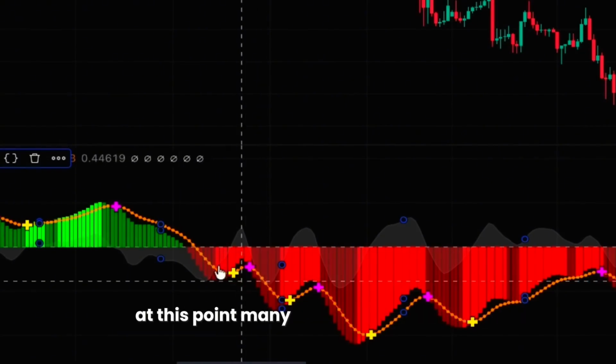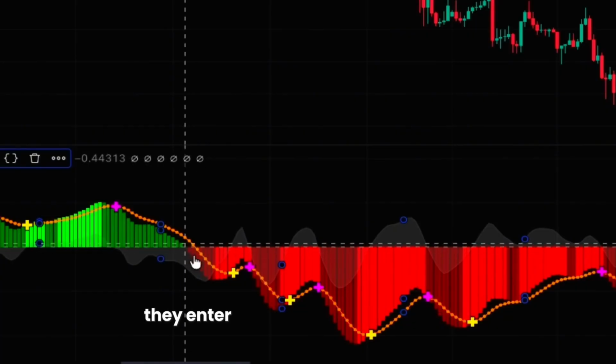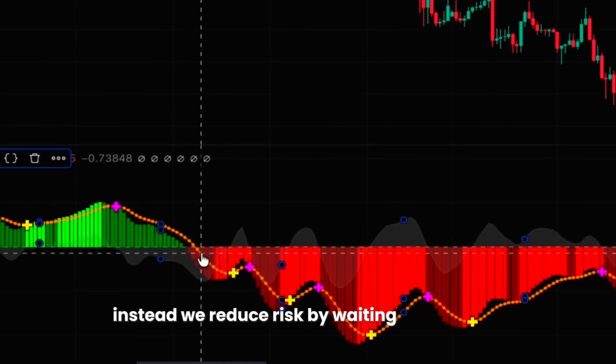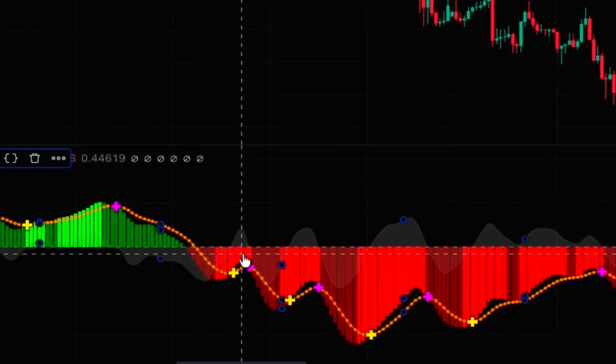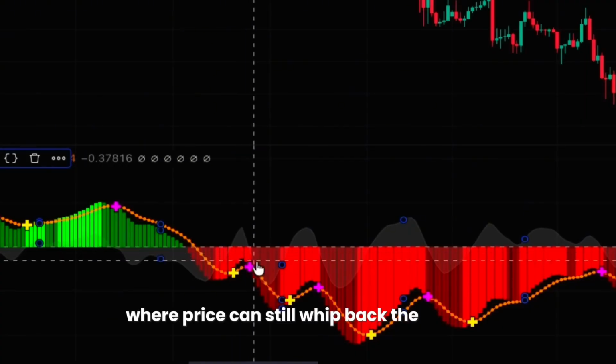At this point, many traders make a mistake. They enter immediately on the crossover. Instead, we reduce risk by waiting for a pullback and then using the signal line to time the entry. This helps avoid entering on the exact pivot where price can still whip back the other way.